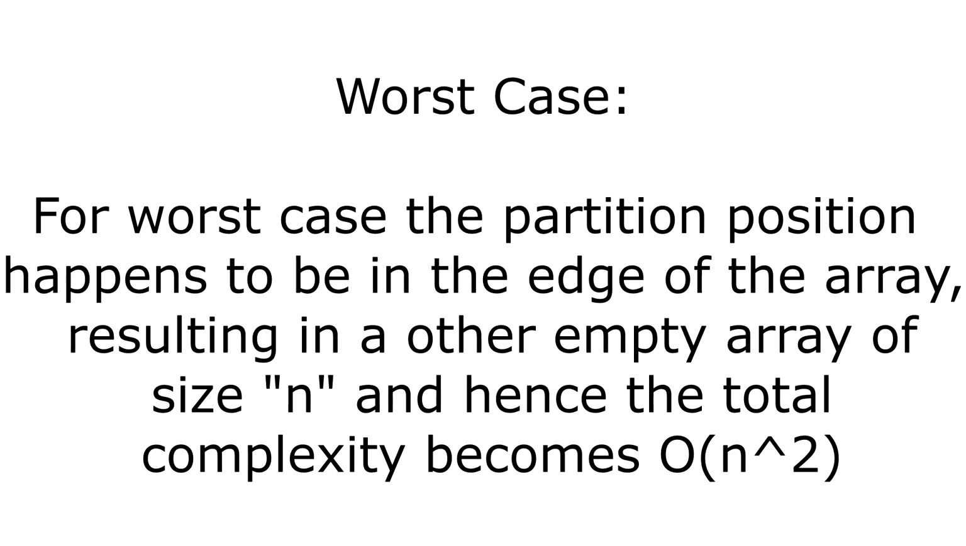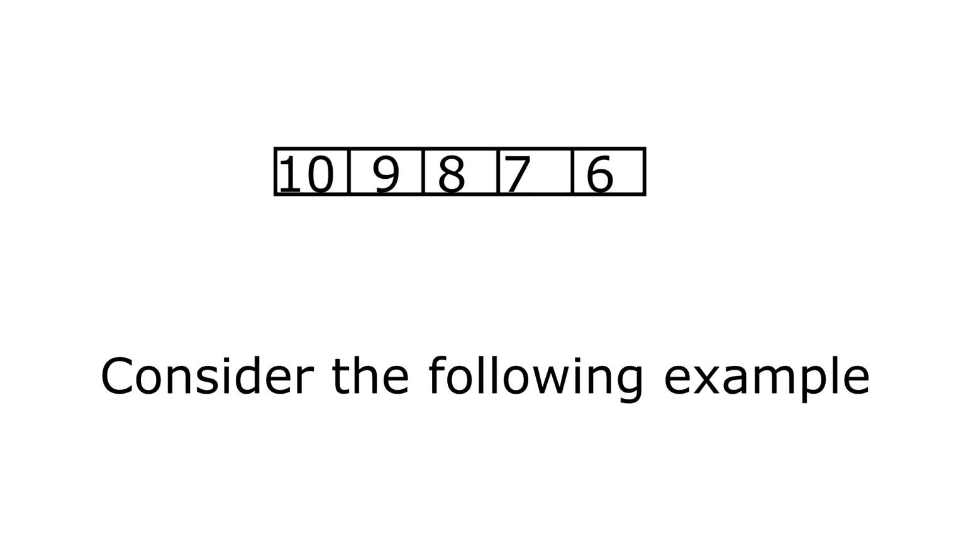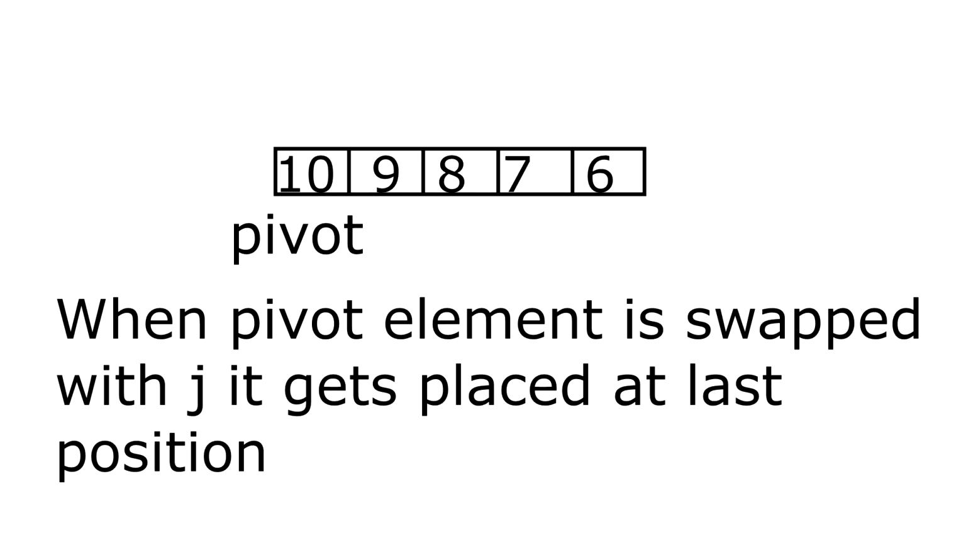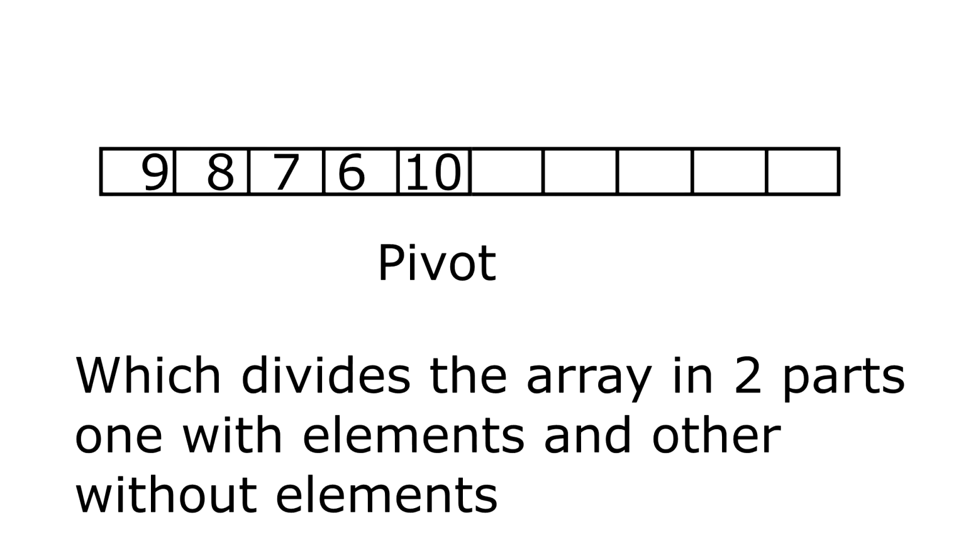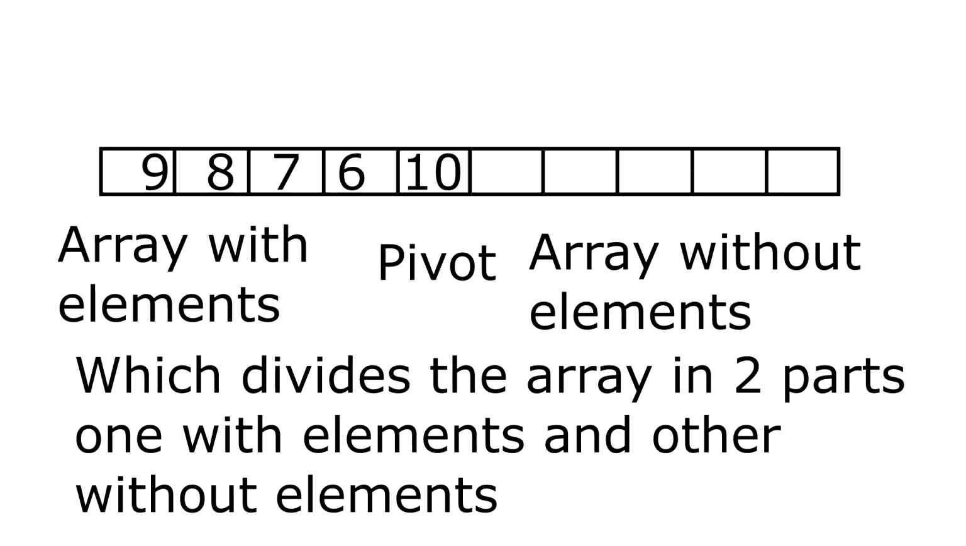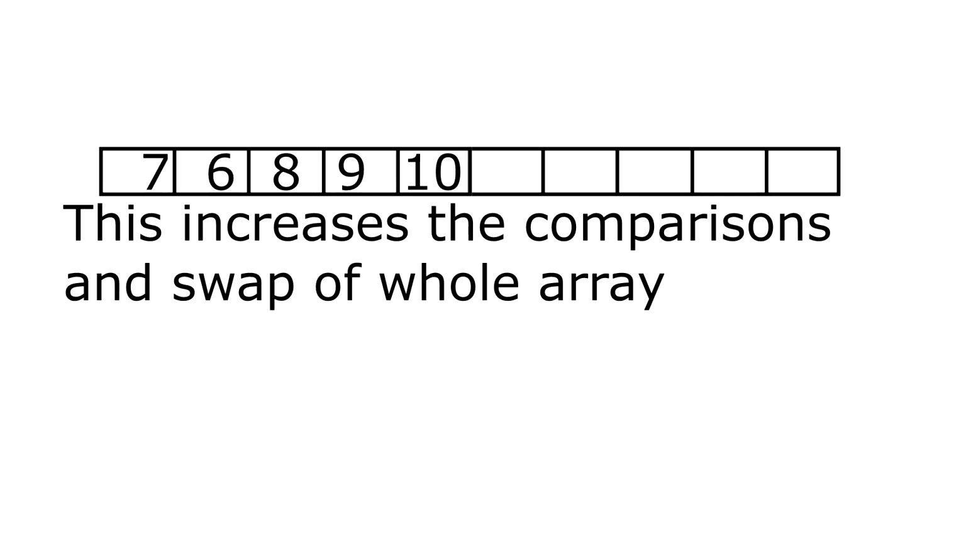Worst case, for worst case the partition position happens to be in the edge of array, resulting in another empty array of size n, and hence the total complexity becomes O(n^2). Consider the following example. When pivot element is swapped with j, the pivot gets placed in the last position, which then divides the array into two parts, one with elements and one without, which then increases the comparisons and swaps of the whole array.